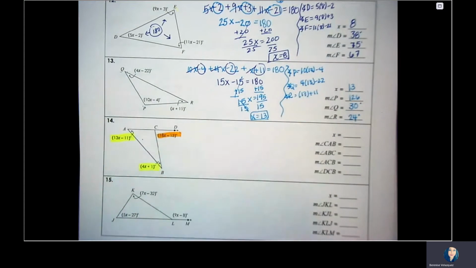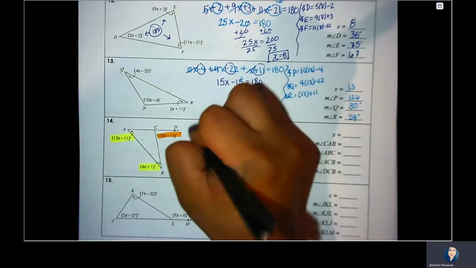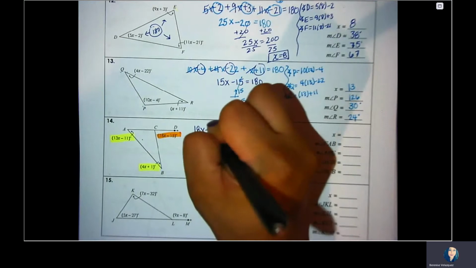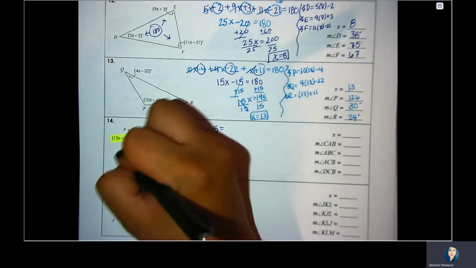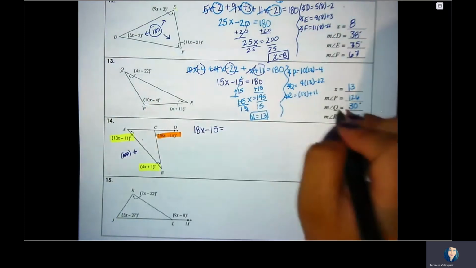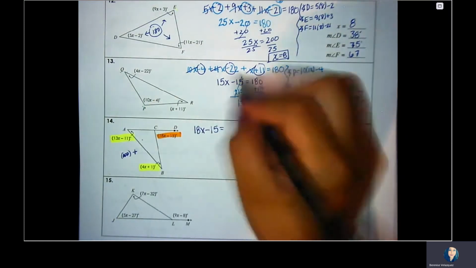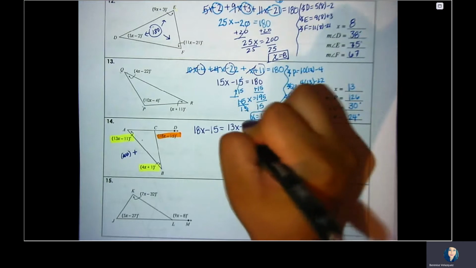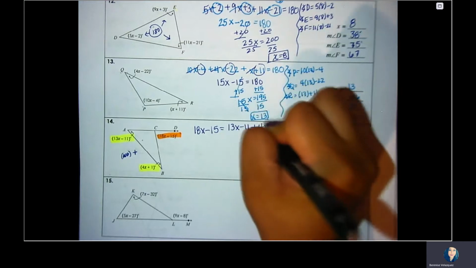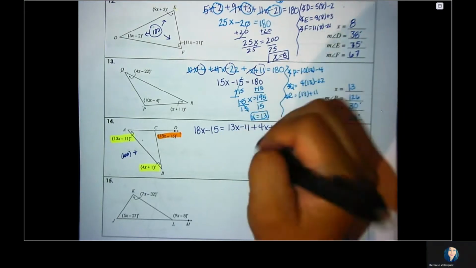And this is the one on the outside. Remember, to get the one on the outside, the way we were setting up is we said 18x minus 15 is equal to, take these two and add them. So I'm going to put add here. So we know that that plus means add. Okay, so you do 13x minus 11 plus 4x plus 1.